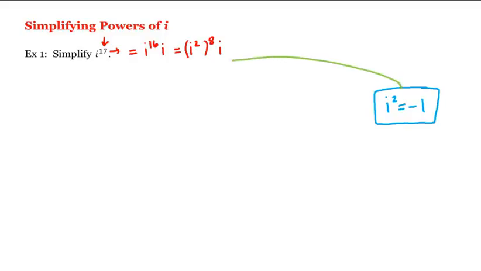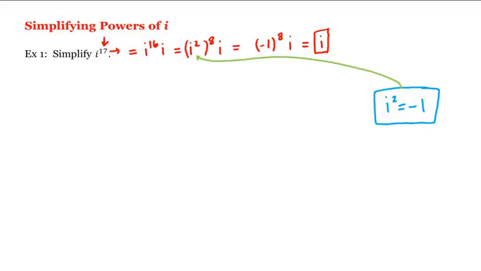And now we can use this fact here. That is, this is equal to -1 raised to the 8th power and then times i. But -1 raised to the 8th power is just 1. So this is equal to i.